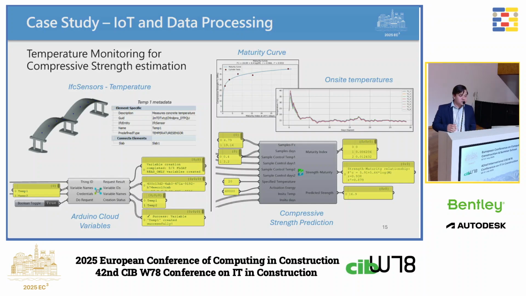For IoT and data processing, as the objective is to monitor the temperature to estimate the compressive strength at early ages, we located 4 temperature sensors in each of the slab decks, and at the same time we created 8 variables in Arduino Cloud to facilitate the retrieval of data and the BIM IoT integration. So once we set the IoT monitoring, we can process this data with the maturity component of MatchFEM that processes the maturity curve of the concrete that will be used in the construction, and it can also process the on-site temperatures to predict the compressive strength.